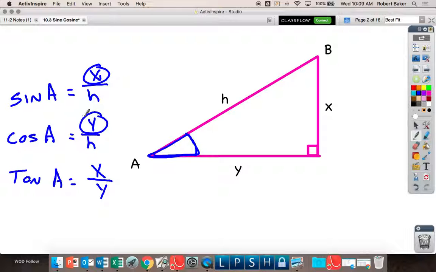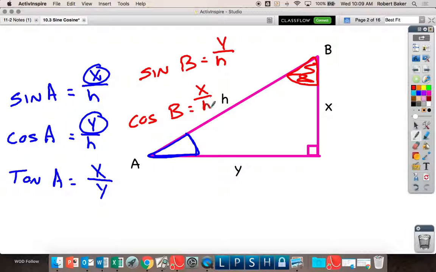Let's go ahead and knock out the sine of B and the cosine of B. So now we're using this angle up here. What is sine? Y over H. Opposite over hypotenuse. And what is cosine? X over H. And just for fun, the tangent of B. Y over X. So just to make my point.